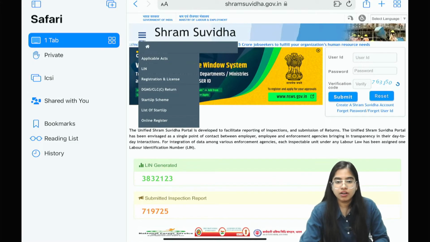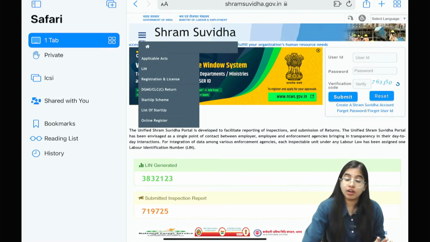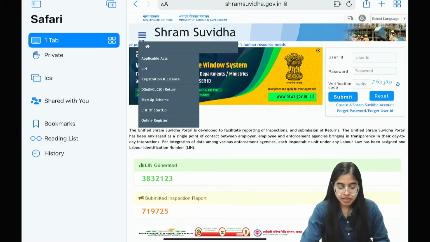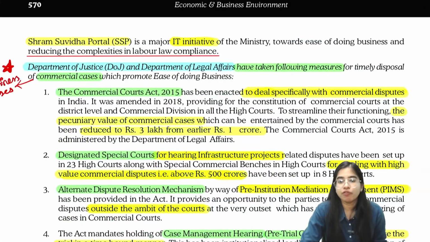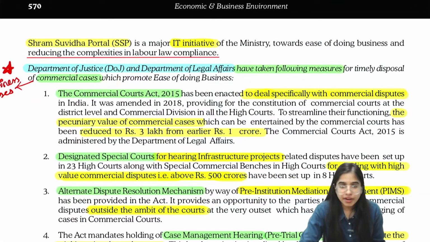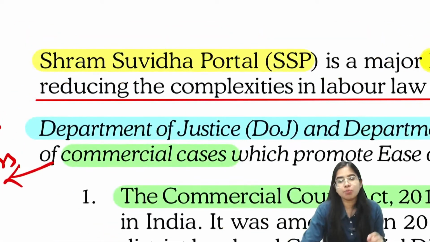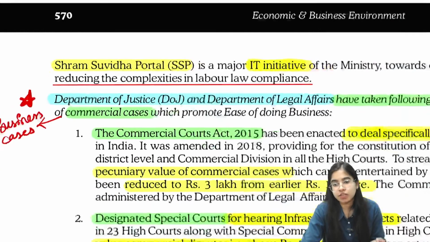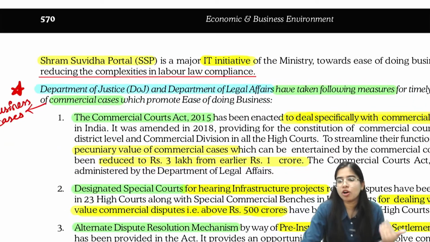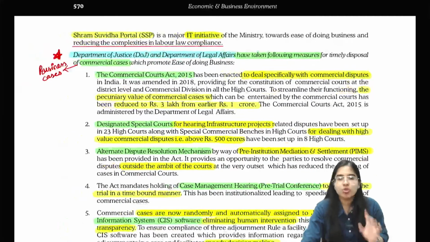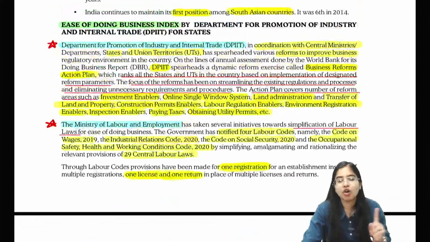It's not like they are not working properly. Government now has a good website. And this is a very good IT initiative taken by the Ministry of Labor and Employment to introduce this portal. This portal, the Shram Suvidha portal, SSP as it is known, reduces the complexity of labor law compliance. Whatever labor law compliance or requirement is there, you can just fulfill it with one click by visiting the Shram Suvidha portal. All this initiative was taken by the Ministry of Labor and Employment.